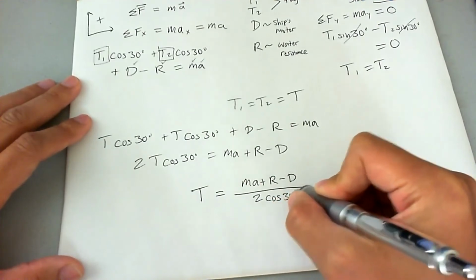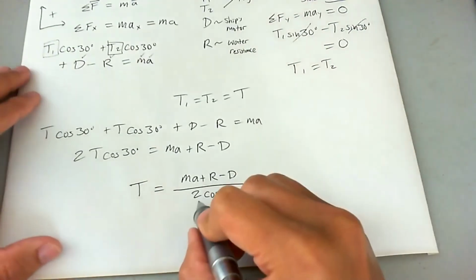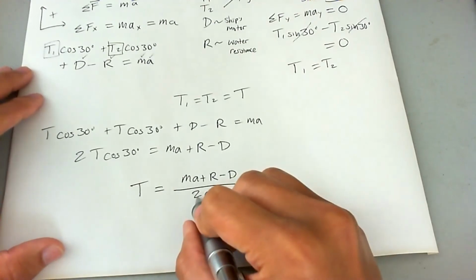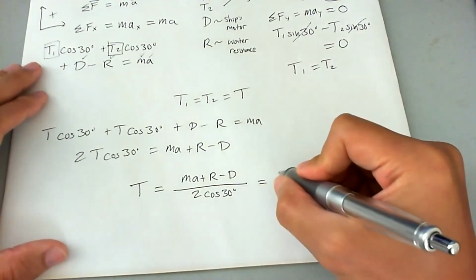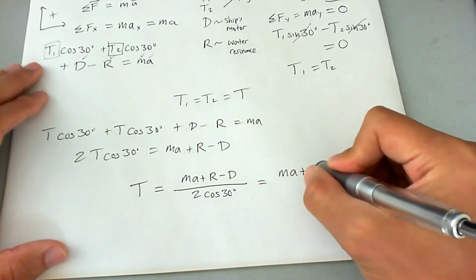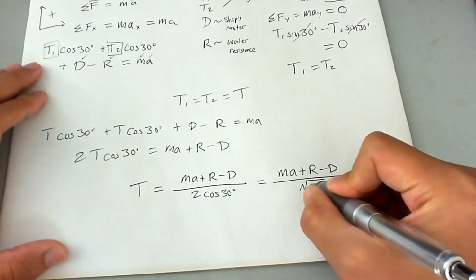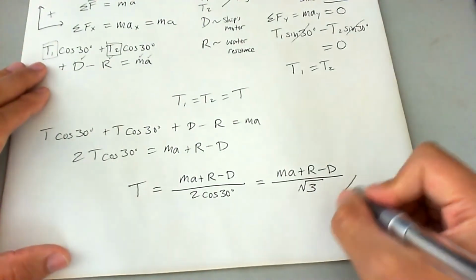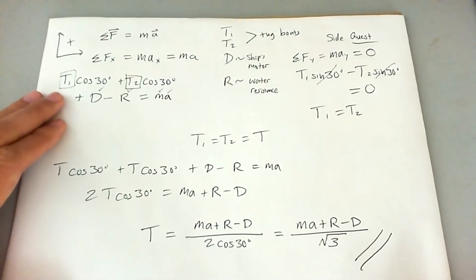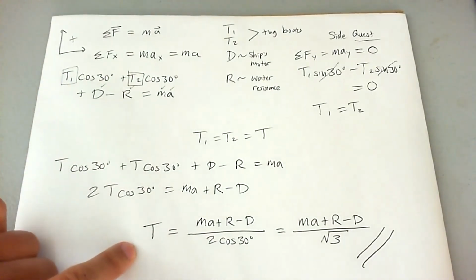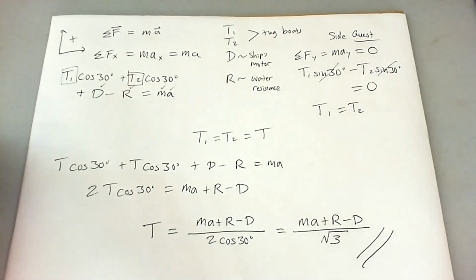If you want to do one more calculation, you'll see that cosine 30 is root 3 over 2. So if you multiply that by 2, this problem then becomes MA plus R minus D, but divided by root 3, and that might look a little prettier. That is the force of each tugboat acting on the cruise ship in order to make it accelerate at a rate of A.